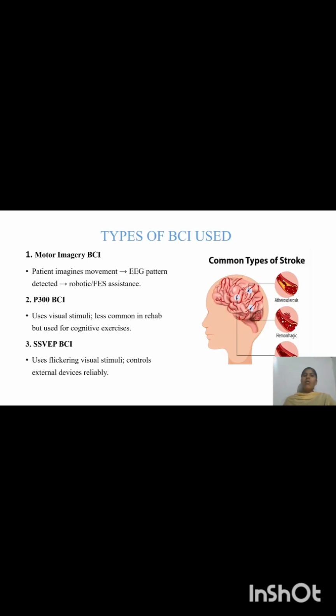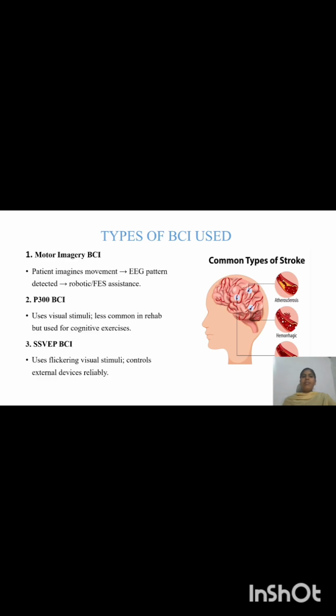What types of BCI are used to detect the brain regions? How do they help external devices detect the commands of the brain? We use three types of BCIs: motor imagery BCI, P300 BCI, and SSVEP BCI. Spatial imagined movement, EEG detected, robotic FES.